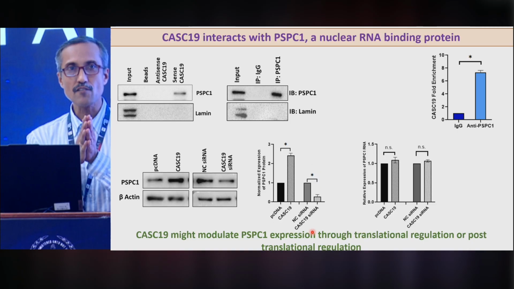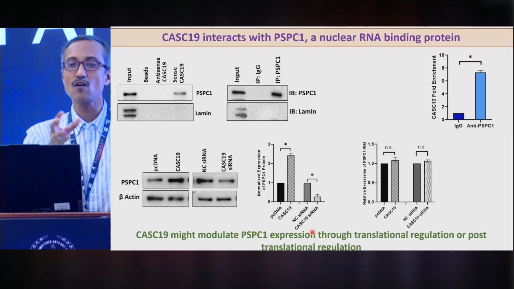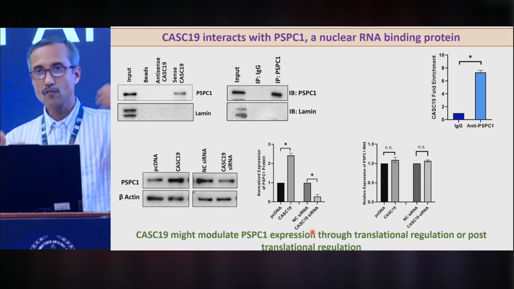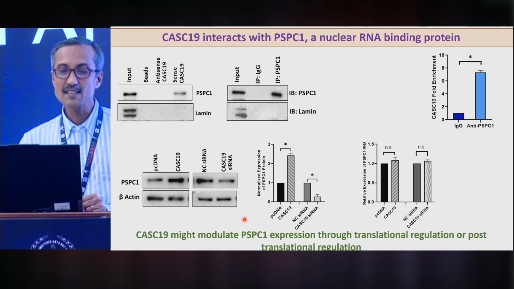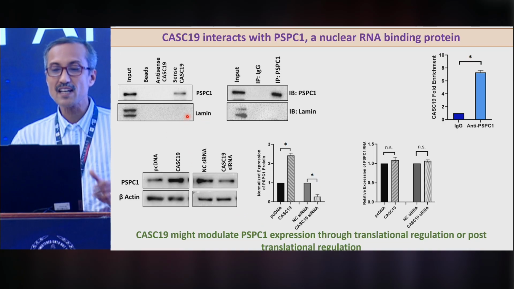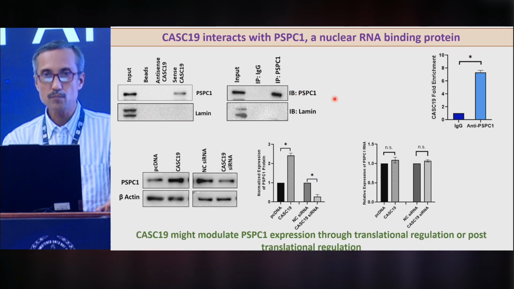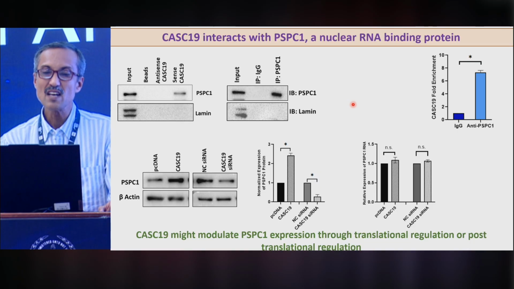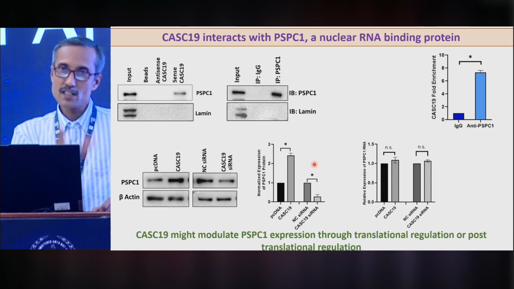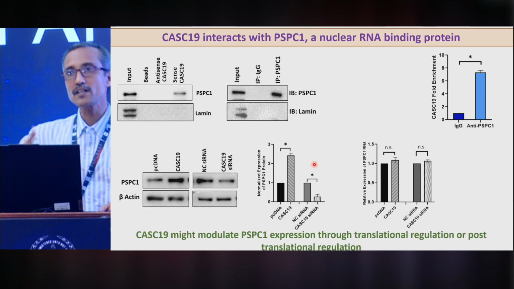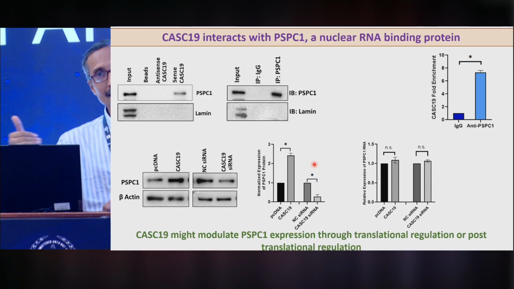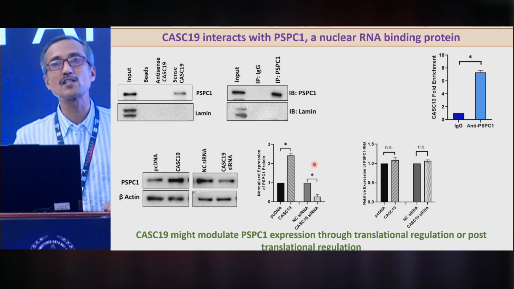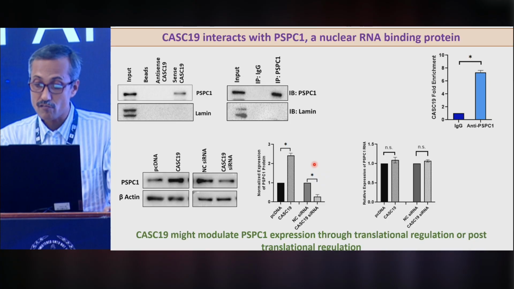The next set of experiments is to establish the interaction of CSC19 and PSPC1 in vitro, overexpressing CSC19-1 and checking the level there, whether they're directly interacting or not. We did an RNA pull down assay and found that PSPC1 is precipitating with the RNA. And interestingly, we found the overexpression of CSC19 is not affecting the mRNA level of PSPC1, but rather it's increasing the stability of PSPC1 protein. So that was really interesting.